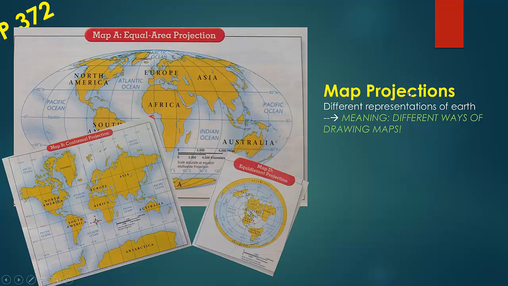Okay, so map projections. As you can see here, we've got 3 different types of maps. They all are of the Earth, but because the Earth is round, we are not able to draw a flat map and have it be accurate in every way. So something is always going to be out of shape. Something is always going to be distorted.